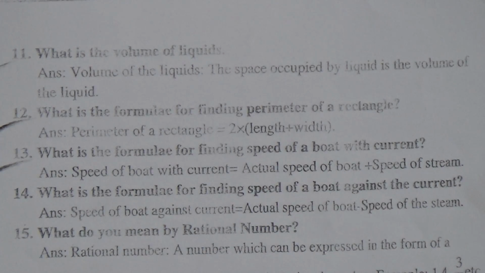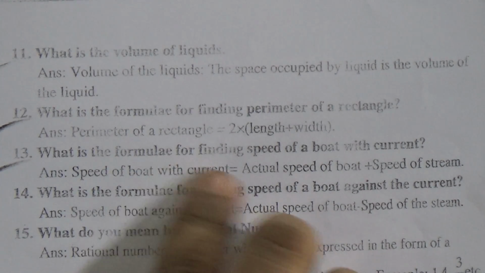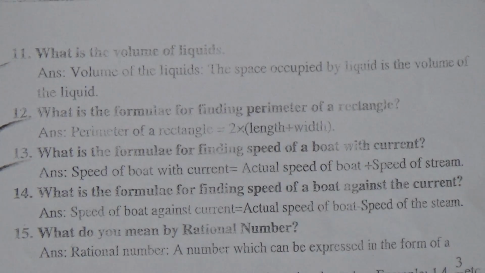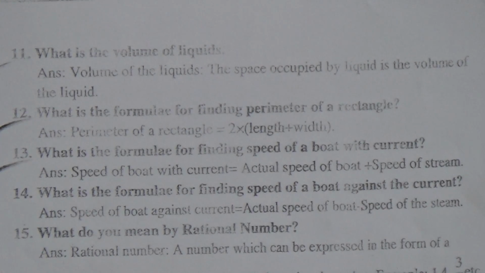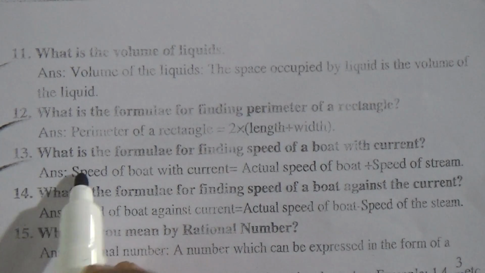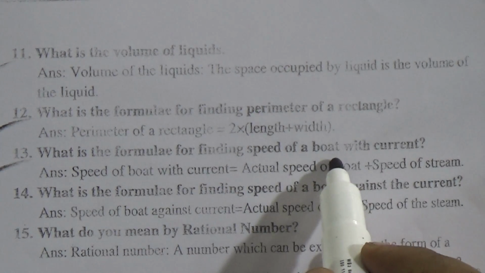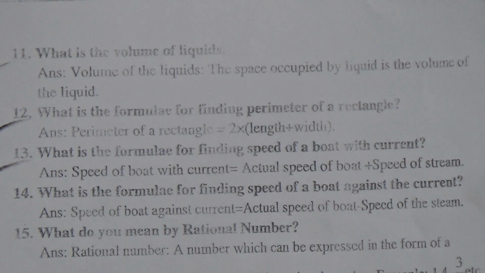Question number 13. What is the formula for finding the speed of a boat with current? Speed of a boat with current equals the actual speed of boat plus speed of current. That means a boat is moving with the current. For this reason, the speed of boat plus speed of current will be the speed of boat with current. I hope you have understood.